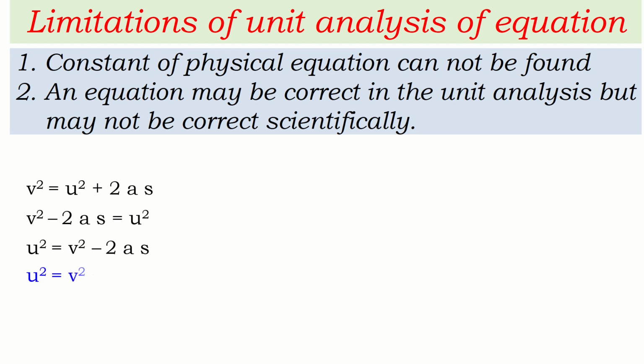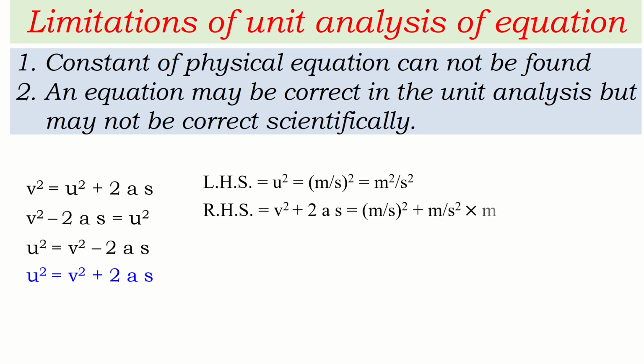But by mistake, if we write u square equal to v square plus 2as instead of minus, then if we check this using the unit analysis, left hand side will be u square. We can write meter per second whole square. This is equal to meter square by second square.